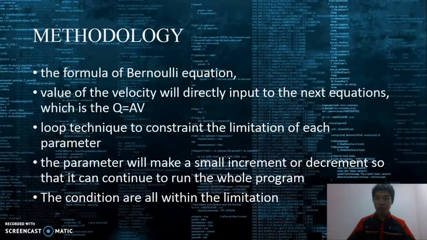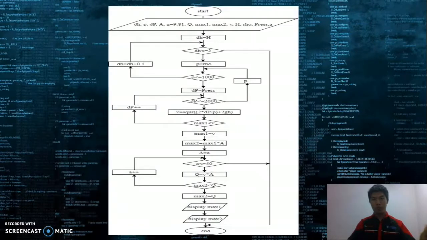That means in this report, we are using a range with a certain limit so that the loop can function, and there will be no over-limit or extreme cases in this procedure. So every parameter, after passing through the range check, will make a small increment or decrement so that it can continue to run the whole program. The condition is all within the limitation.